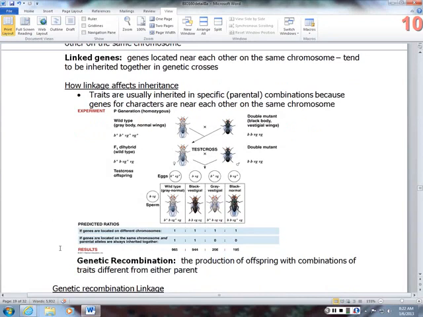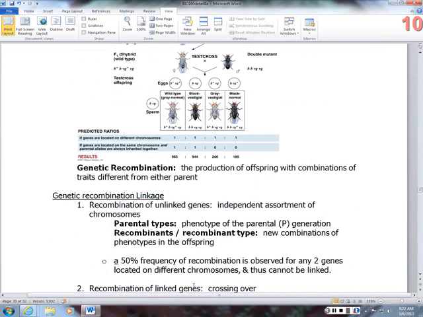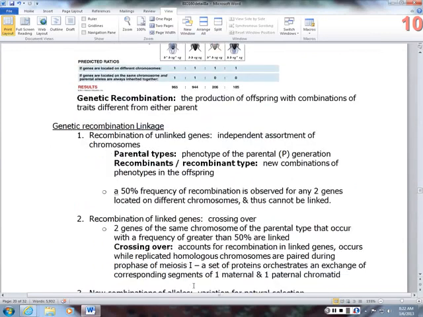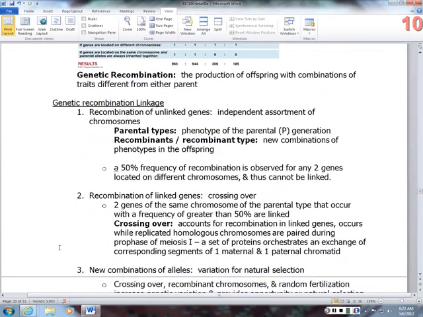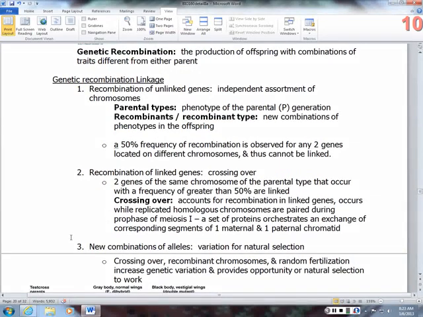So traits are usually inherited in specific parental combinations because genes for characters are near each other on the same chromosome. So the closer things are on the chromosome, the more likely you are to pick up those traits from the same parent, just because of the likelihood of the crossing over occurring together. So genetic recombination is the production of offspring with combinations of traits different from either parent.